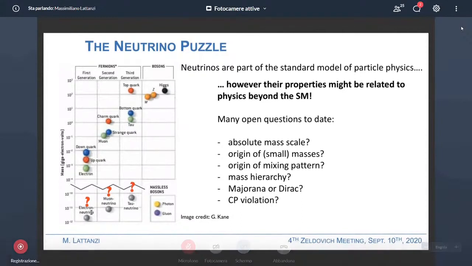So we don't know how the three mass eigenvalues are distributed, whether the two that are closest in mass are the ones with the largest mass, which is called normal hierarchy, or the ones with the smaller mass. We don't know whether they are Majorana or Dirac particles, and we don't know whether there is any CP violation related to neutrinos.